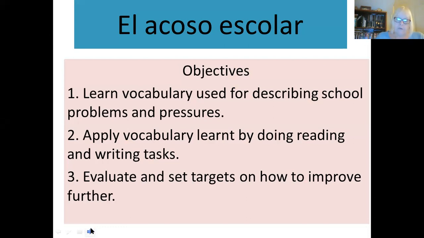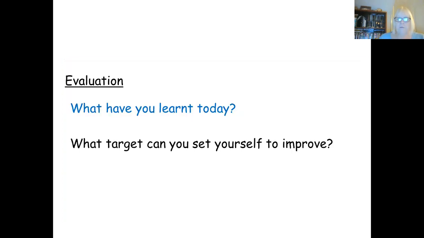We've done a huge amount of reading and writing tasks, and we haven't done any writing in terms of producing the language. You've done that quite a bit in the last couple of weeks. We will do some more next week, but the reading and translation has been helpful, and you have written some Spanish for yourself in terms of translating into Spanish. I'd like you please to evaluate and set targets on how to improve further, and just using that, please. What have you learned today? What target can you set yourself to improve?